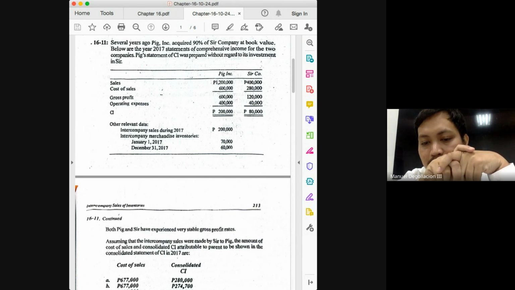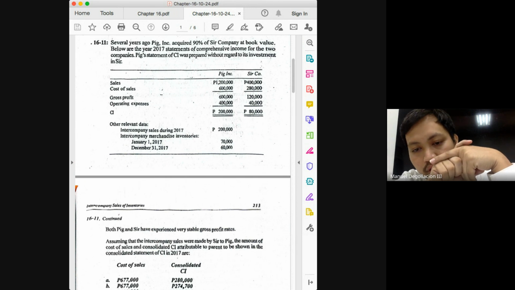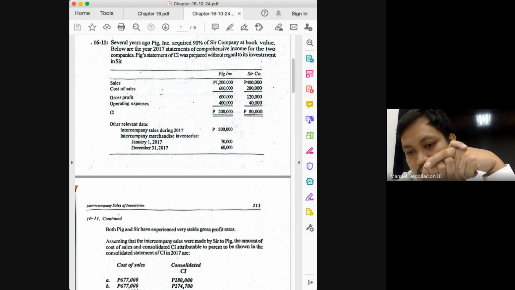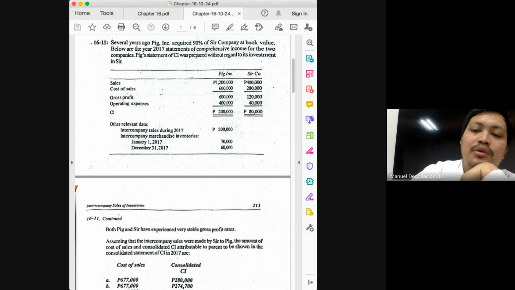What does the problem say? On the next page, class: both Pig and Sir have experienced very stable gross profit rates. So in this case, we can still use the 30%. So how much is the markup in the 70,000? 30% of 70,000 will give you 21,000. Normally markup on beginning is added, but for your cost of sales, it would be deducted.